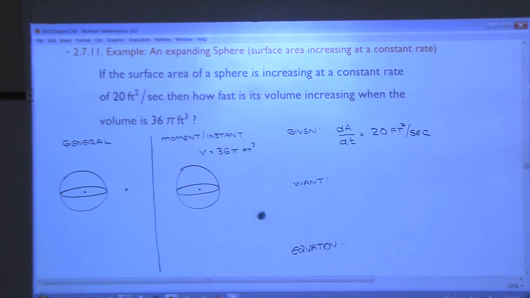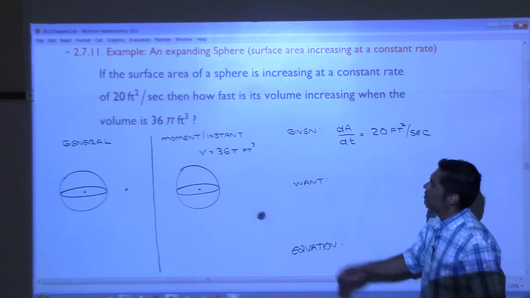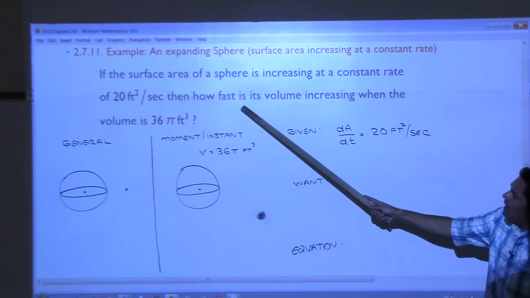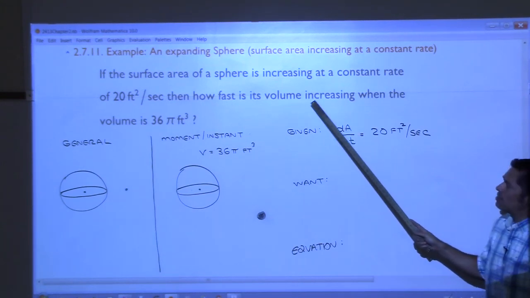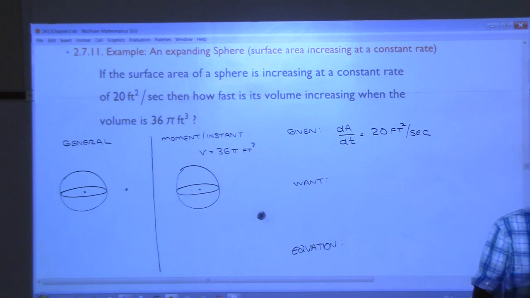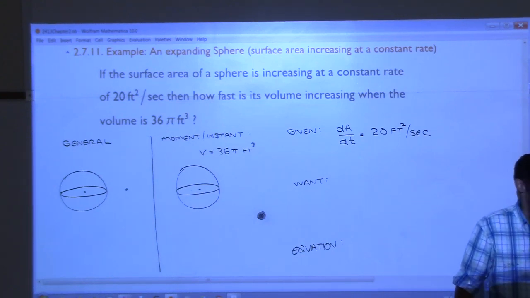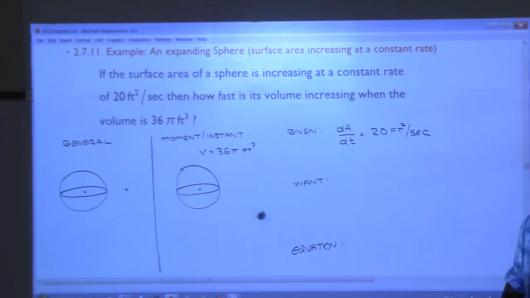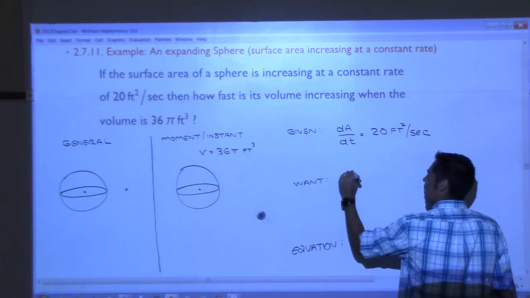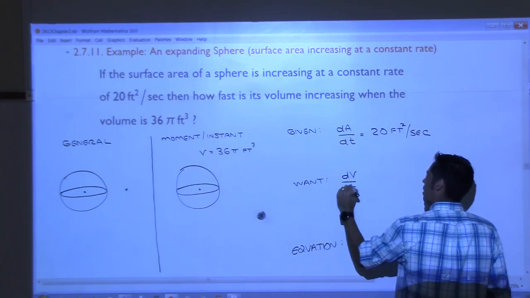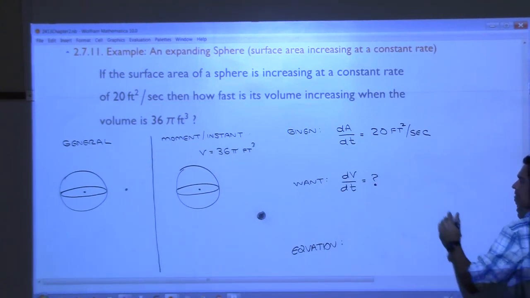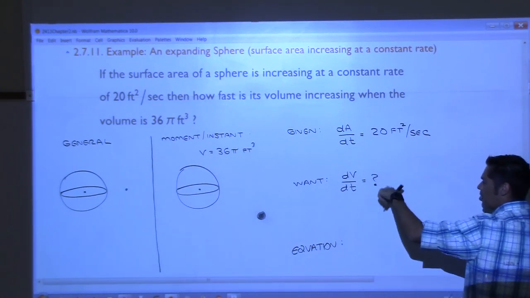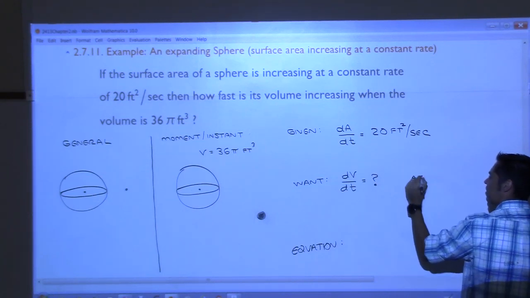Now, what am I interested in determining? What is the question asking me to find? What do I want? How fast its volume is increasing. So it doesn't want volume, it wants the change in volume, the derivative of the volume. It wants dV/dt. And at what exact moment do we want this? We normally will write what we want and then at some specific point.